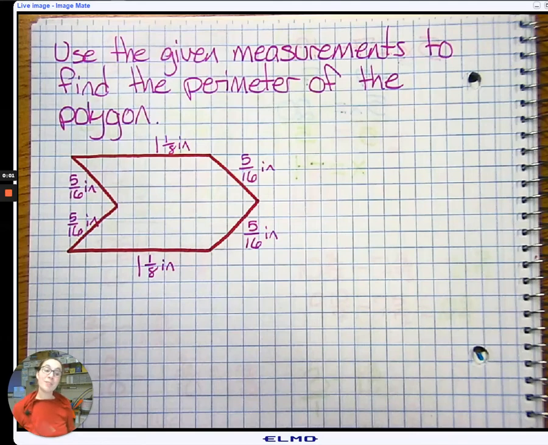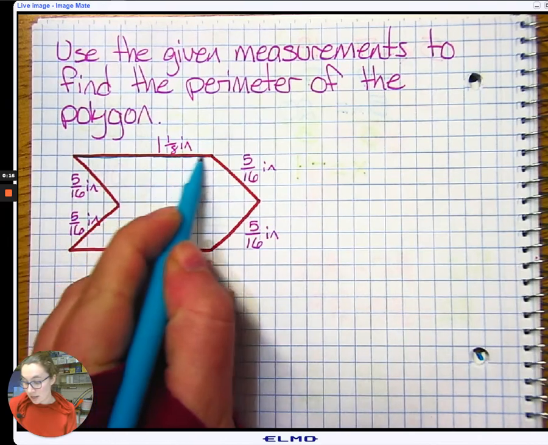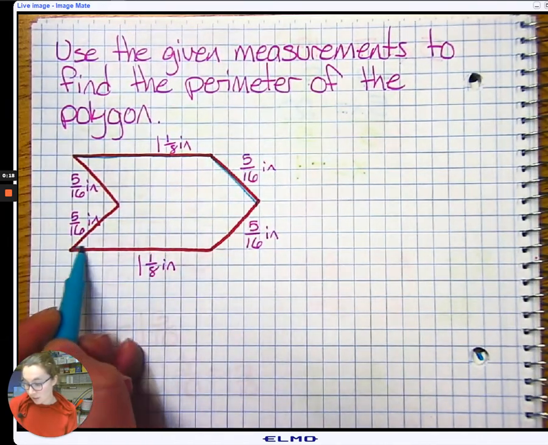This is example 1 of lesson 4.5, perimeter with fractions. We're going to use the given measurements to find the perimeter of the polygon. Now, remember, perimeter is the distance around the outside of the shape, not the inside. So perimeter is the fence that you would build around the outside.